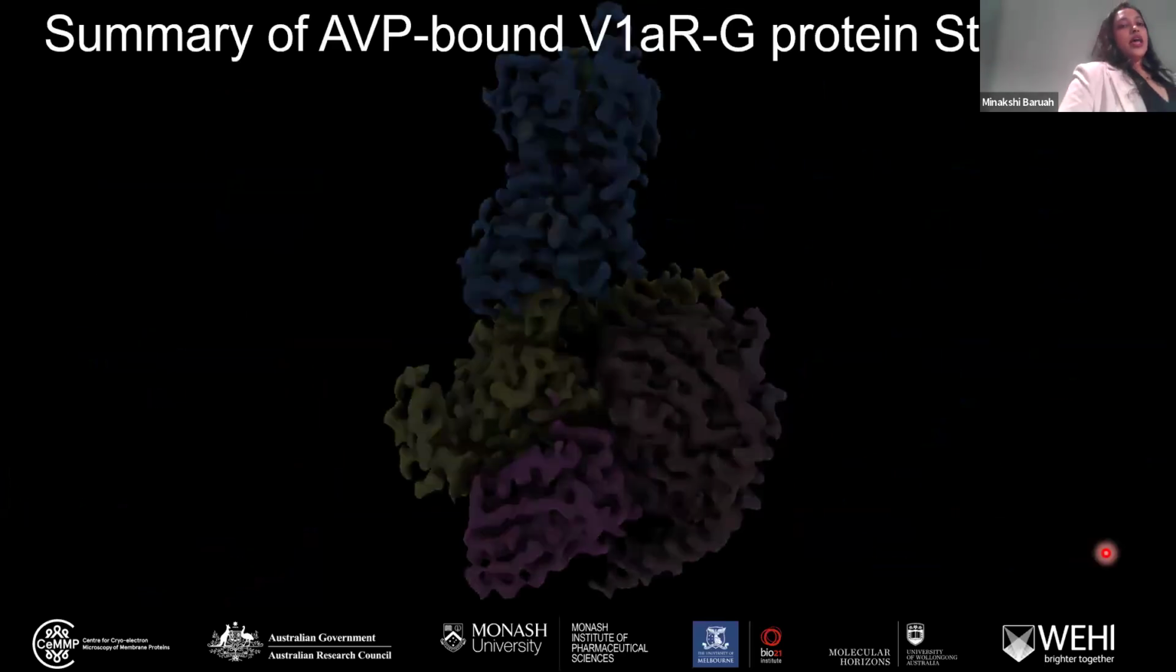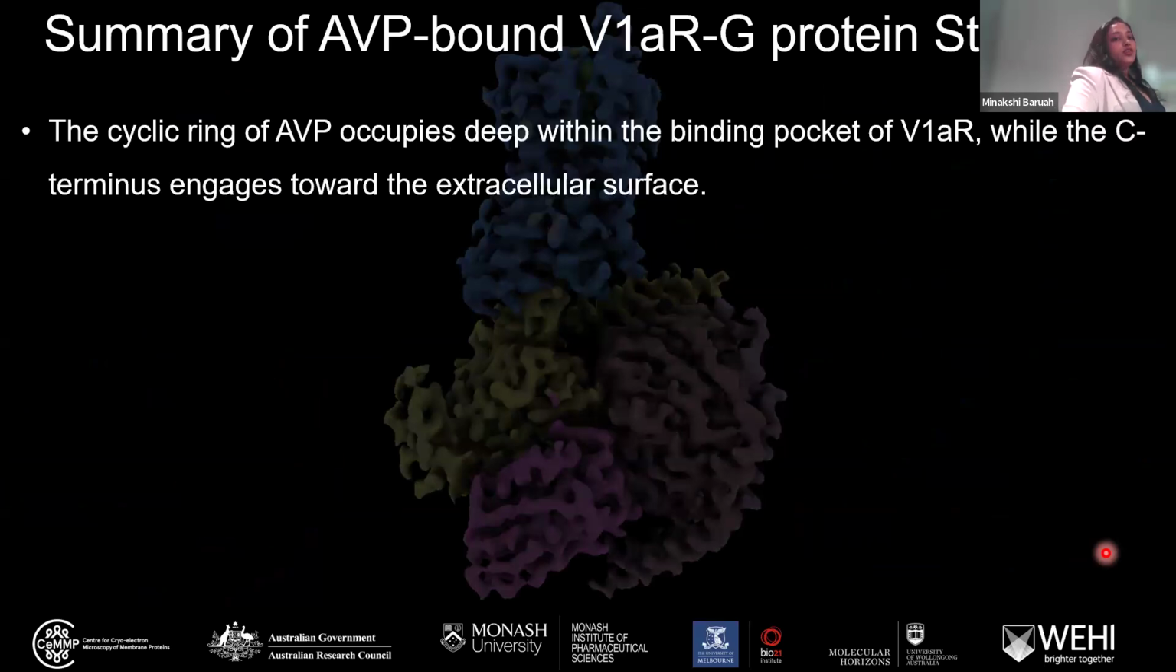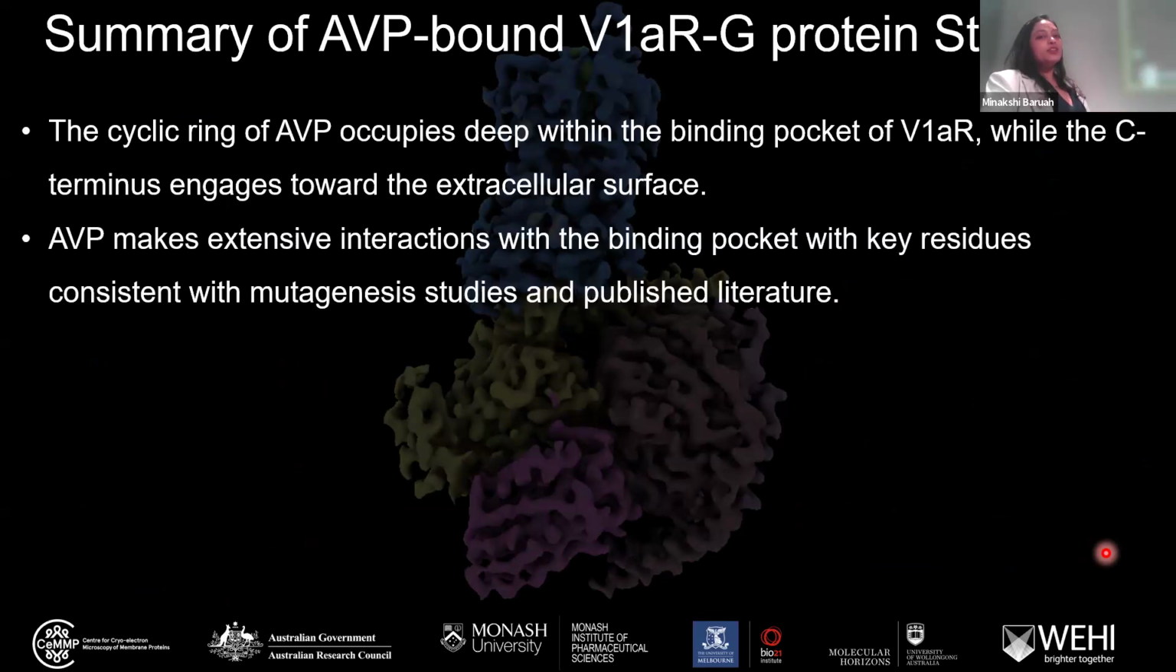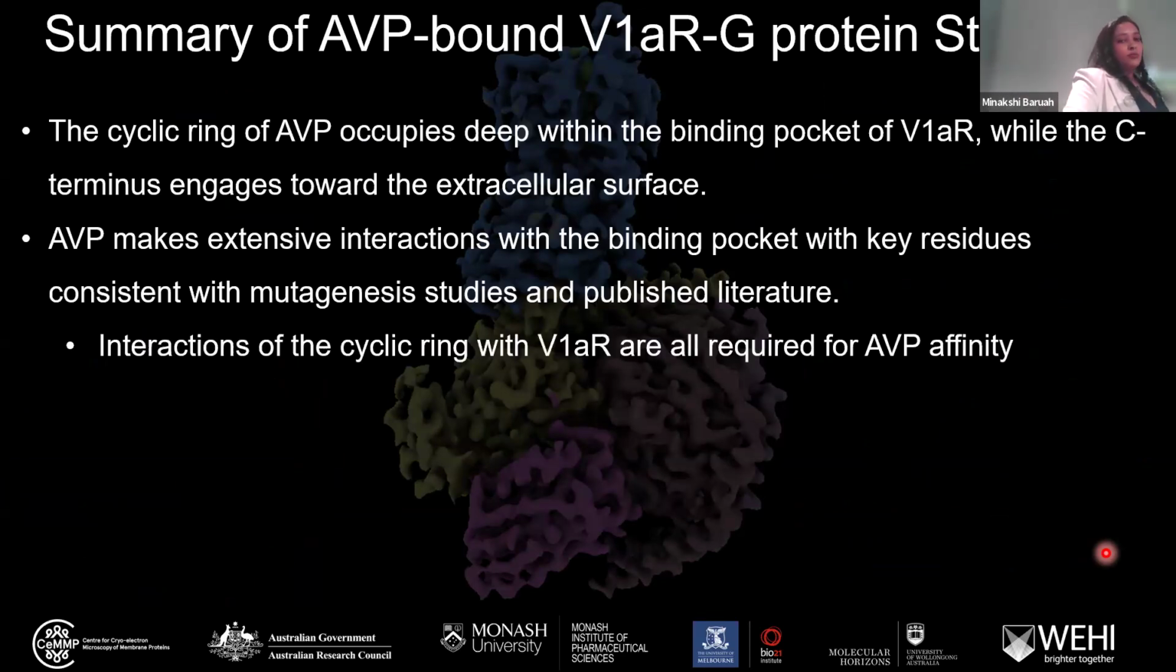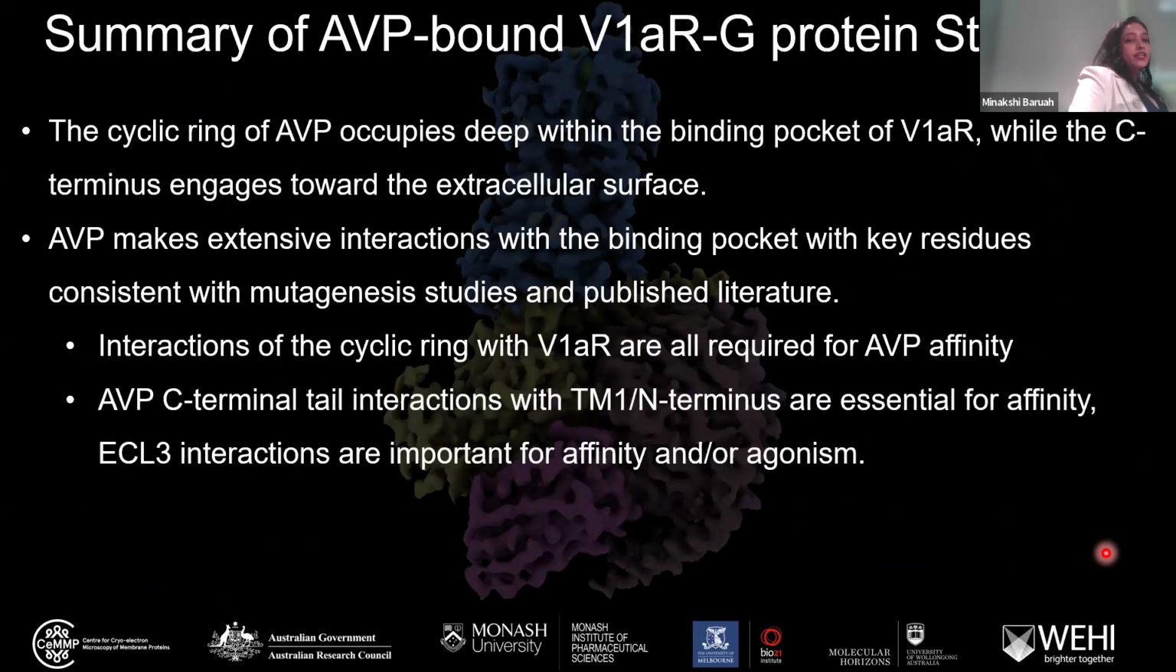So, as a summary of this active state structure, the cyclic ring of APP occupies deep within the binding pocket, whereas the C terminus engages towards the extracellular surface. APP makes extensive interactions with the binding pocket key residues, consistent with mutagenesis and functional studies, as well as published literature. Interactions of the cyclic ring with B1AR are all required for APP affinity.